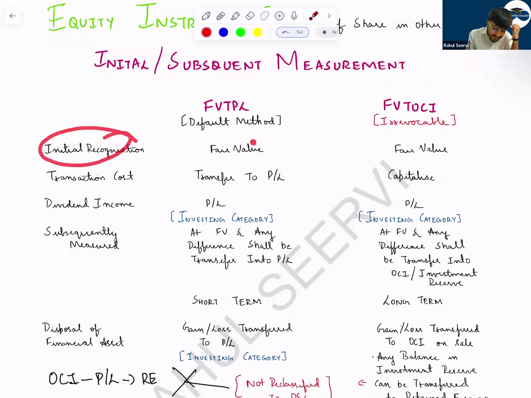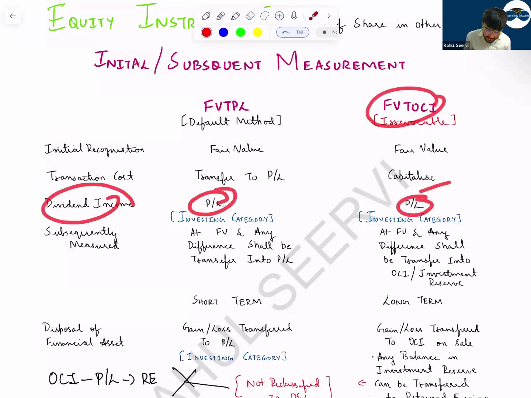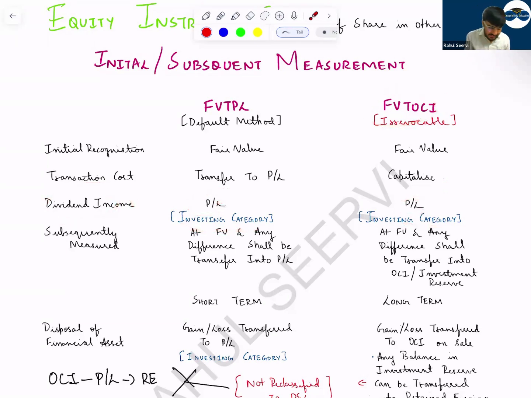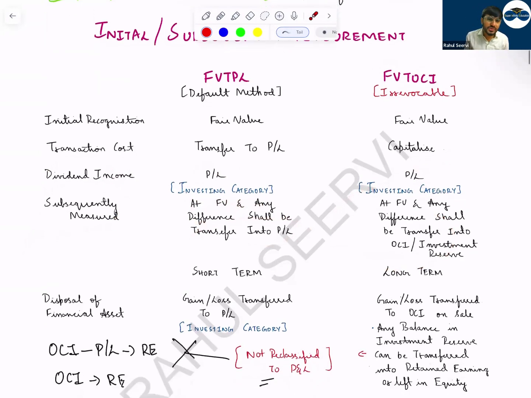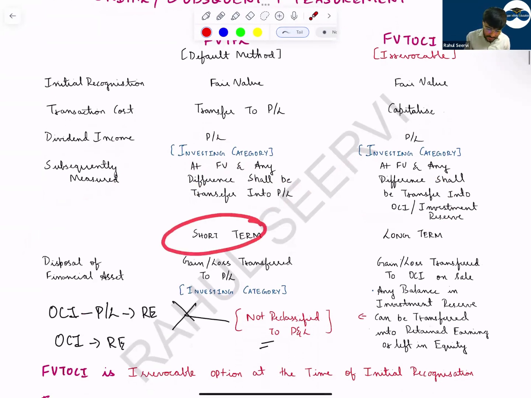So initially recognize at fair value, sir. Transaction cost for fair value through P&L, every time it will be transferred to P&L only. It will not be capitalized. But for fair value through OCI, you will capitalize it. Dividend income will be recorded in P&L, investing category. Subsequently measured, any fair value change will go to P&L under investing category for fair value through P&L. Any difference will be taken to OCI for fair value through OCI. This is for short term, and this is for long term, fair value through OCI.